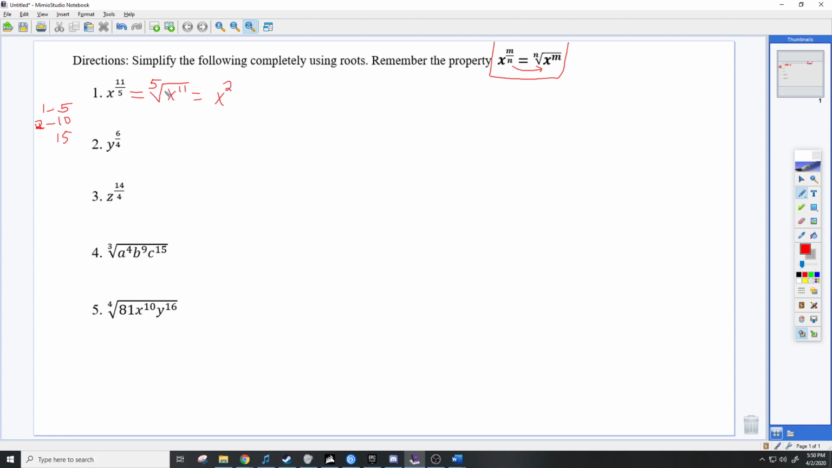All right, so this is kind of the new thing, the shortcut of how to do this. 5 goes into 11 two times. We represent that by putting x squared on the outside, and then we rewrite what we have times the fifth root.